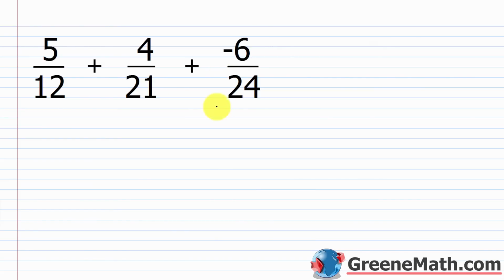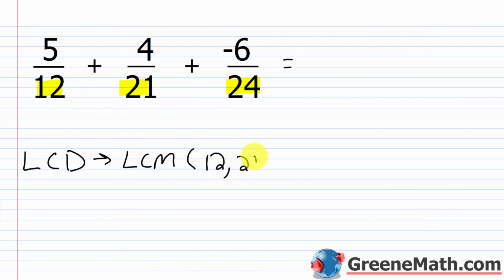So again, when we add or subtract fractions, we have to have a common denominator to do that. So if we start out and we don't have a common denominator, we're first going to find the least common denominator, abbreviated as LCD, and this is equal to the least common multiple, abbreviated LCM, of your denominators. So we want the least common multiple of 12, 21, and 24.